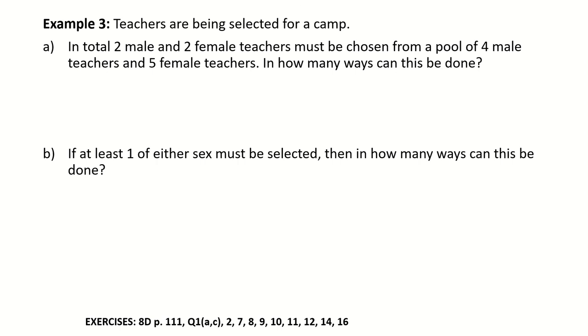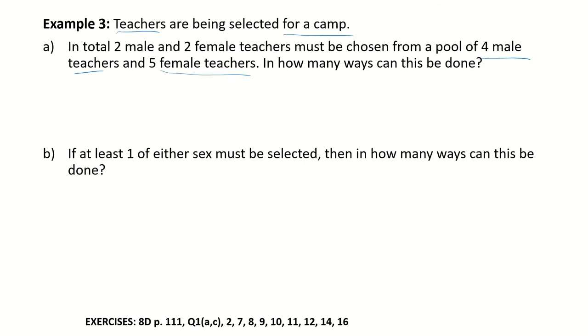We only have one more example. So sometimes we can independently pick from different groups. So teachers being selected for a camp. Most camps you need a ratio of male and female teachers. So in total, 2 males and 2 female teachers must be chosen from a pool of 4 males and 5 females. In how many ways can this be done?